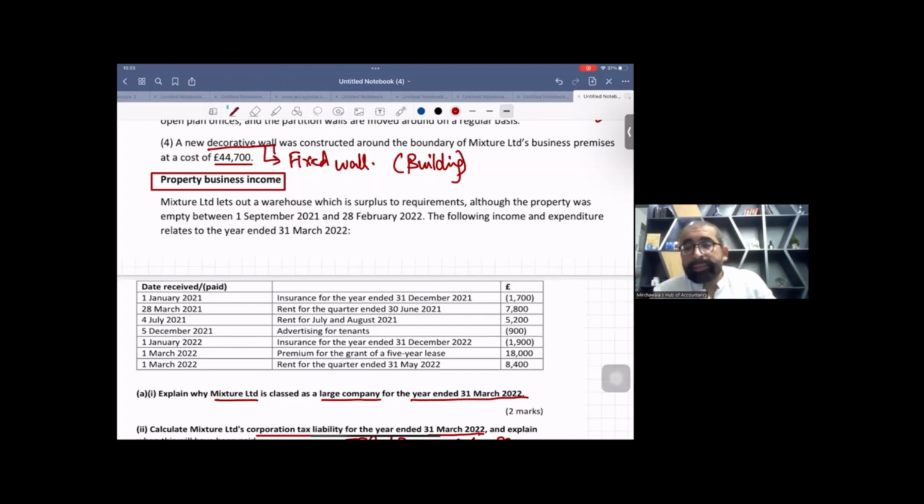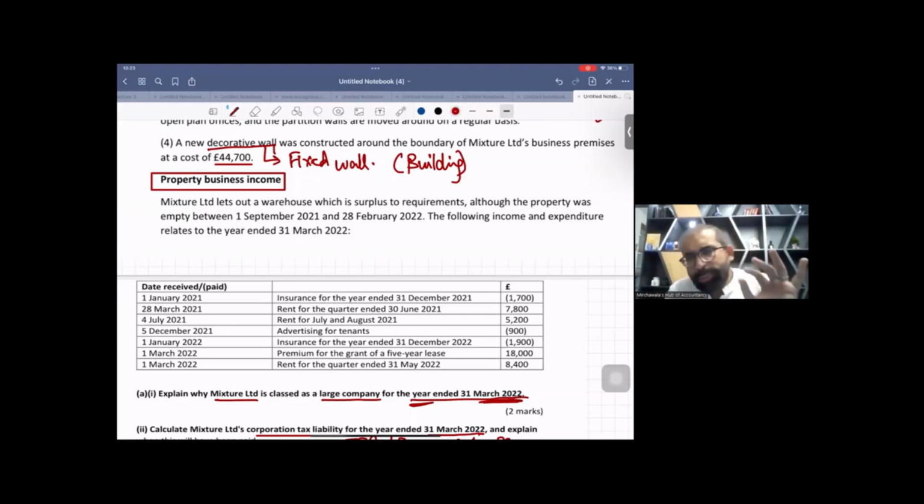And next, in companies, we compute everything for the accounting period. In this question, the accounting period is 31st March 2022, and it's a complete year, so 12 months. When it is ending on 31st March 2022, it must be starting at April, okay?